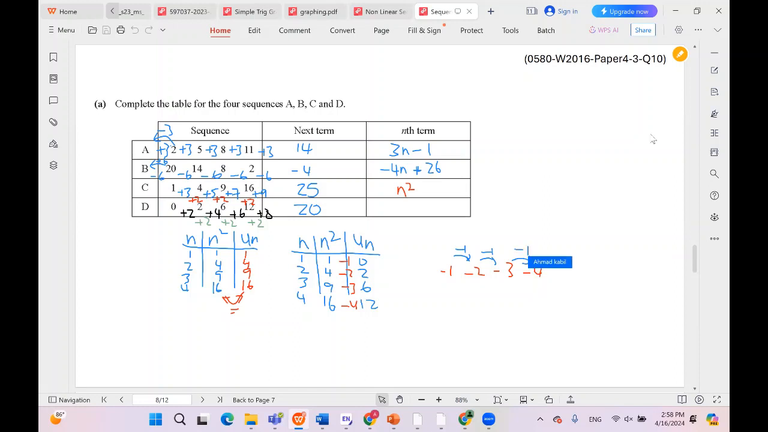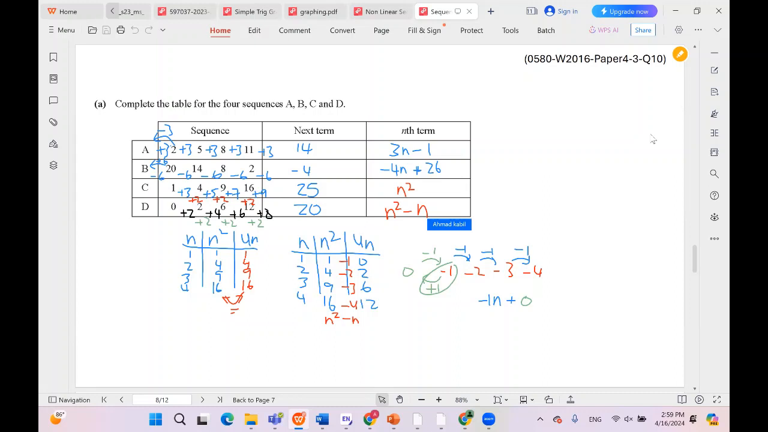So un equals an plus b. We already know that the a is -1, so -1n plus the b. And to get the b, we said that here it's -1 as well. So in the opposite direction, it would be +1, -1 plus 1. These two together give us 0. So b here is actually 0. So this is just -n. So the sequence here is -n. And of course, this is n squared. So n squared minus n would work. And this will be our final answer.